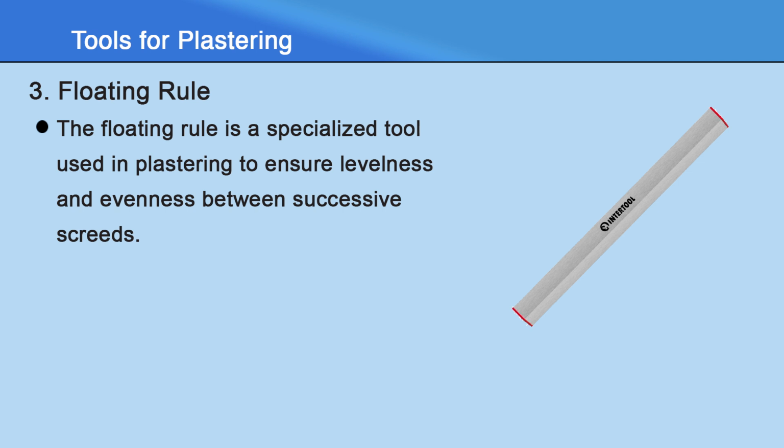Third would be the floating rule. The floating rule is a specialized tool used in plastering to ensure levelness and evenness between successive screeds. When plastering walls or ceilings, it checks and levels the surface to maintain a smooth, consistent finish, which is essential for achieving a professional look.